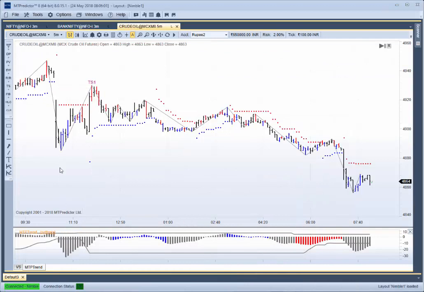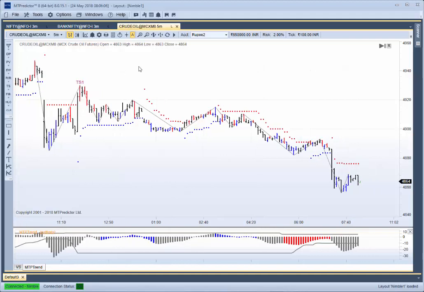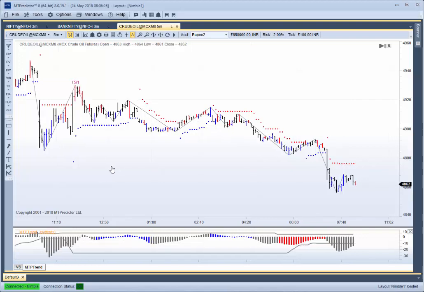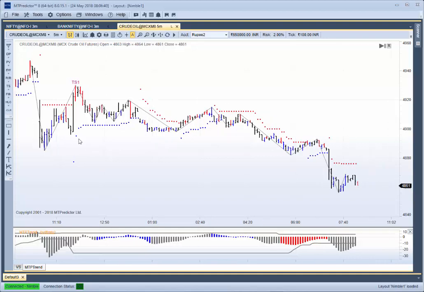Let's have a look at how crude oil is unfolding today, which is May the 24th. We're looking at the June contract here with data from Global Data Feeds, our preferred supplier for our Indian data over there in India. So on our 5-minute chart, you can see that today we had a TS1 sell a bit earlier in the day on a black MTP trend. In other words, this was where the market was in the process of making a reversal and the trend was neutral.